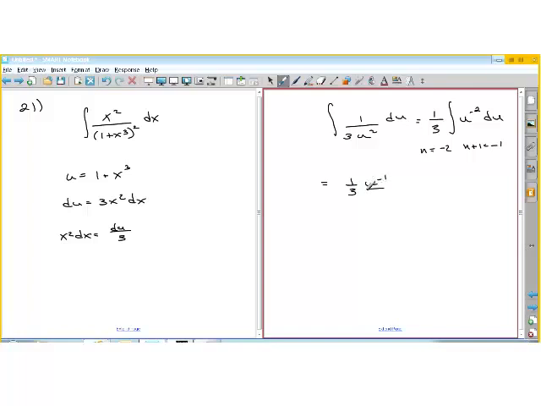So we get 1/3 u to the minus 1 divided by negative 1 plus c. And that'll give us negative 1/3, u to the negative 1 power is 1 over u to the first power. And then finally we would substitute u back in. So we get negative 1 over 3 times (1 plus x cubed) plus c. And that was problem 21. And the answer is negative 1 over 3 (1 plus x cubed) plus c.